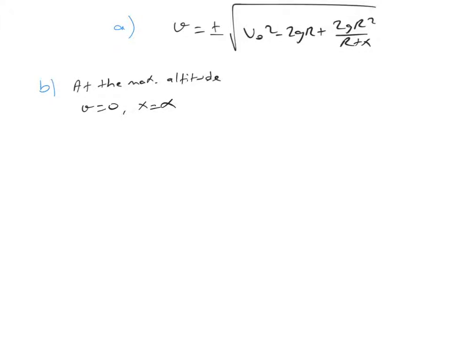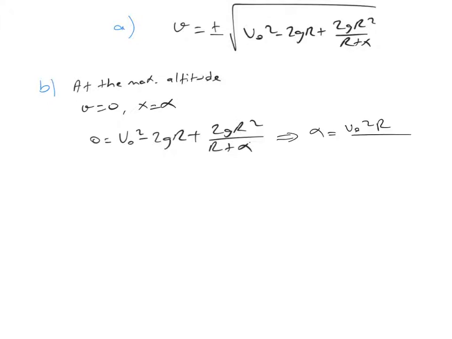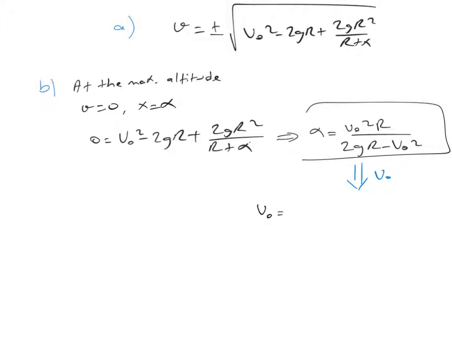So 0 is equal to v0 squared minus 2gr plus 2gr squared over (r plus alpha). And from here, alpha is equal to v0 squared r over (2gr minus v0 squared). And solving this equation for v0, we get v0 is equal to the square root of 2gr alpha over (r plus alpha). And in part C, we are asked to find the escape velocity.